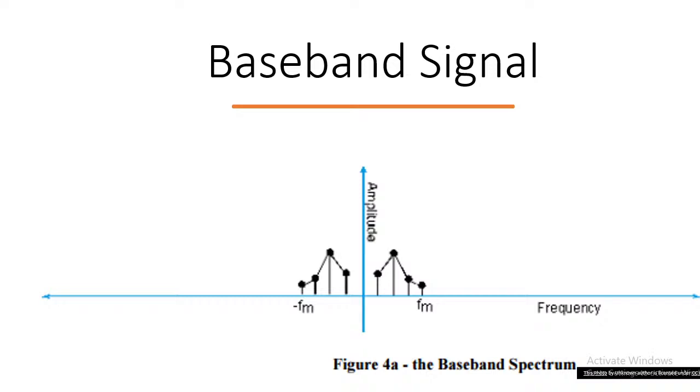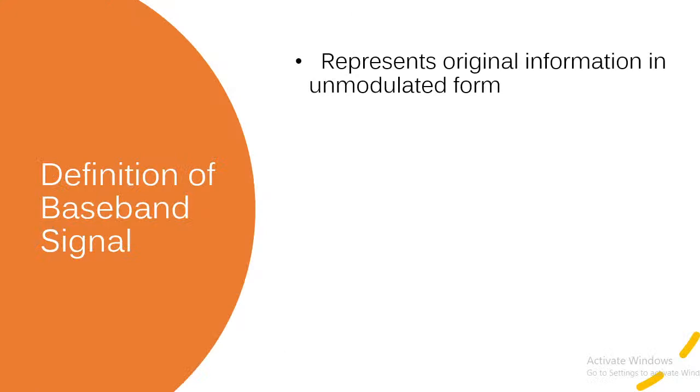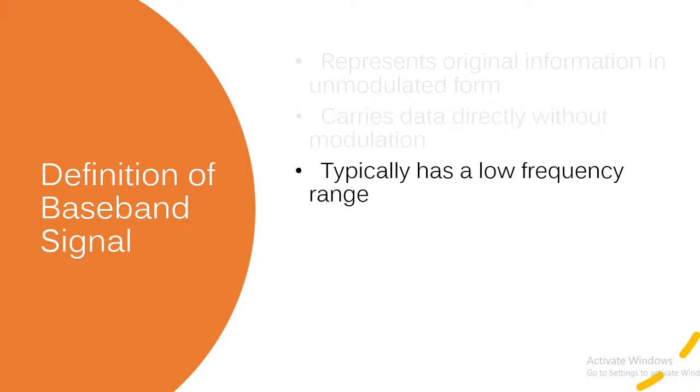Now let us start with the baseband signal and we'll go to the introduction of modulation. So what is the definition of a baseband signal? The baseband signal represents original information in unmodulated form. There has been no change to the baseband signal. The baseband signal carries data directly without any modulation. The data or information is exactly in the baseband signal only. Typically, the baseband signal will have low frequency.